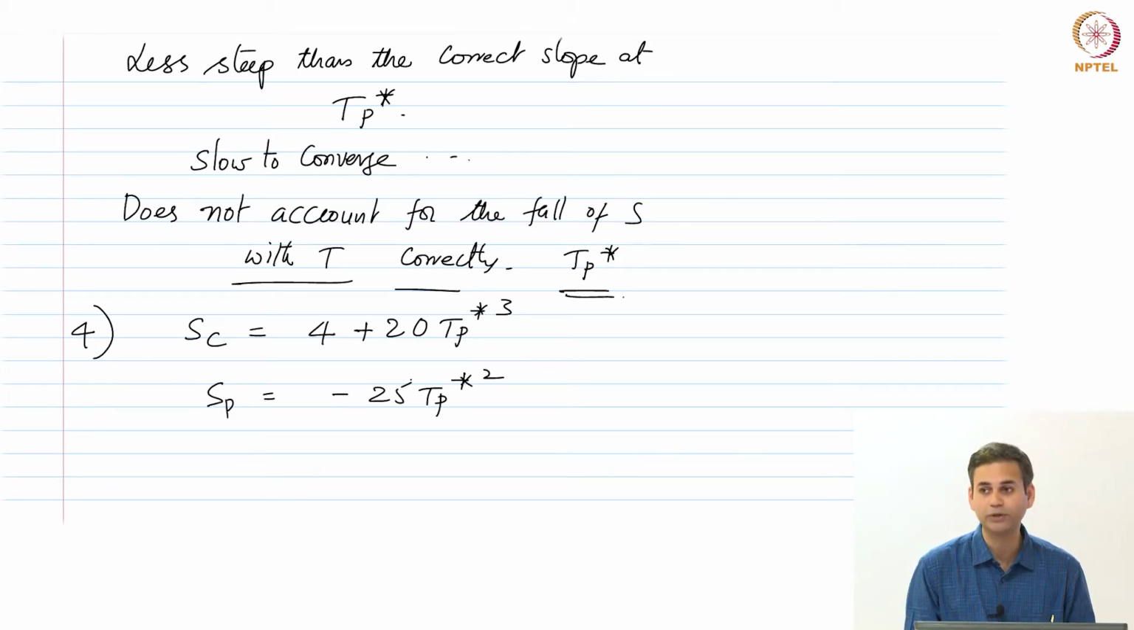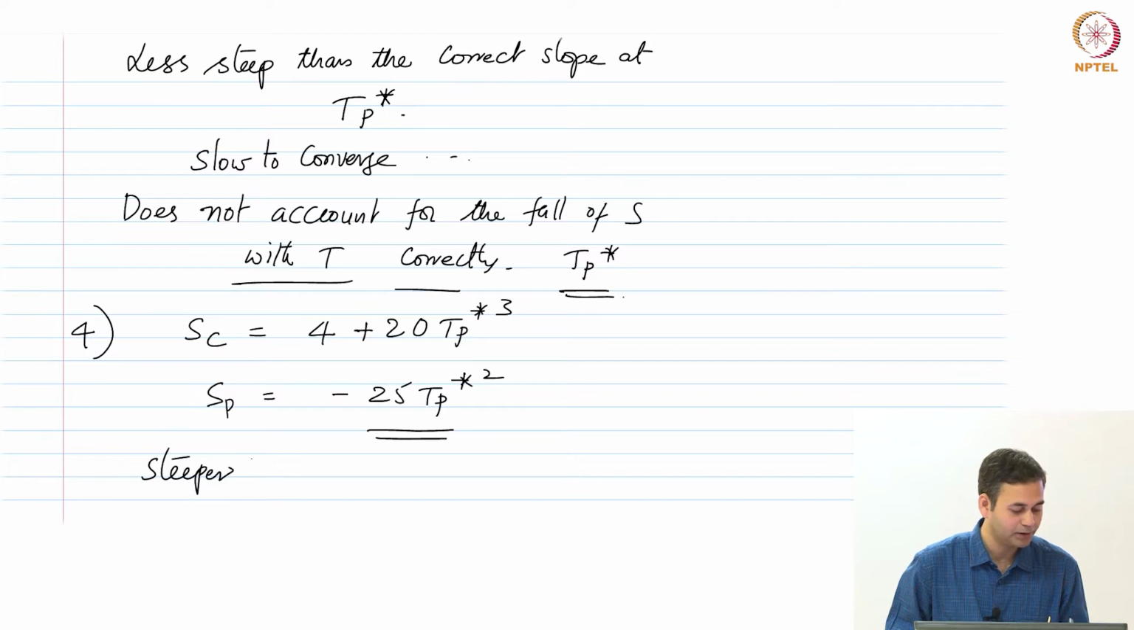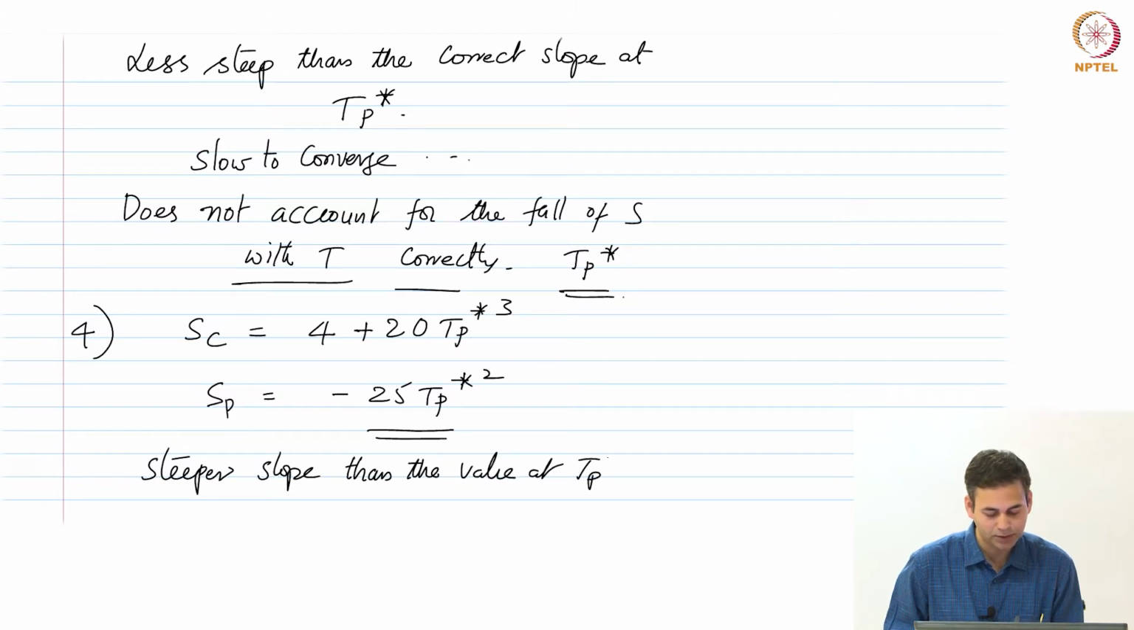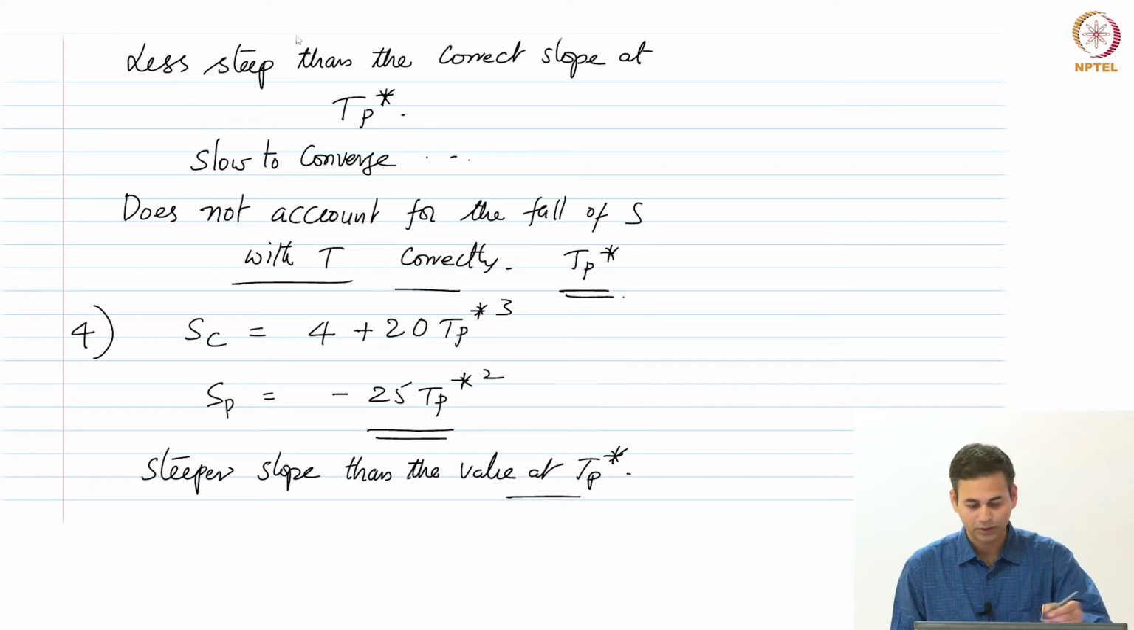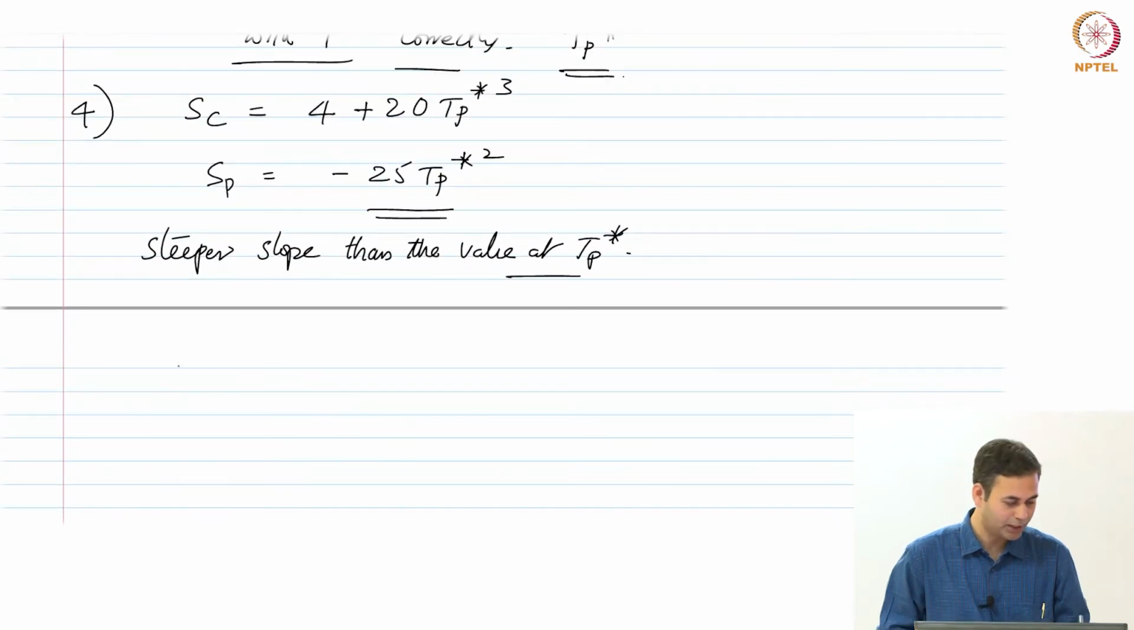Now what would be the slope here? The slope is larger than the slope it is supposed to be, right? So this has a steeper slope than the value at Tp star. So this is kind of acceptable, but again it might slow down the convergence. Essentially, the best way is to take care of it from the tangent to the curve. So this also would work, but it might change the convergence rate.